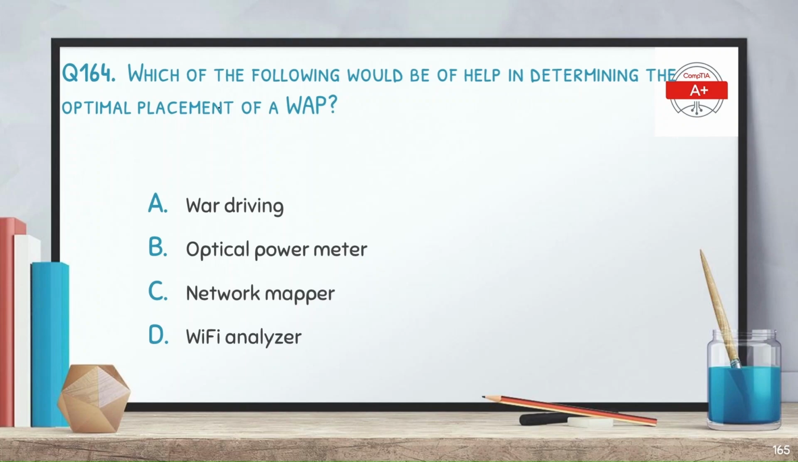Question number 164 is that which of the following would be of help in determining the optimal placement of a WAP or wireless access point? And the options are A. war driving, B. optical power meter, C. network mapper, and D. Wi-Fi analyzer. The correct option is the Wi-Fi analyzer.